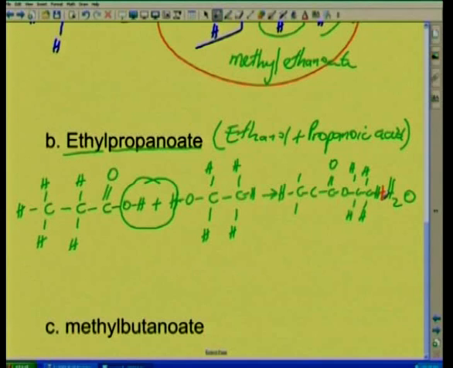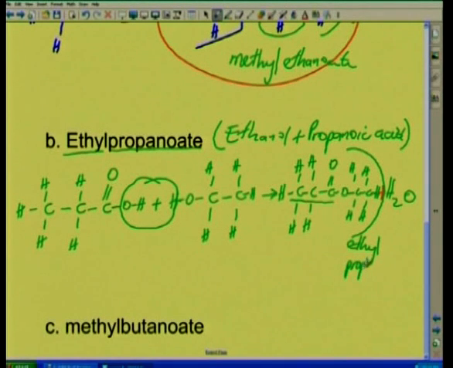Now look at that. If you continue this part here, we have our hydrogens as well here. So you will see that this part here is ethyl, and this part here has got 3 C's, so it's ethyl propanoate. That's how it was formed.